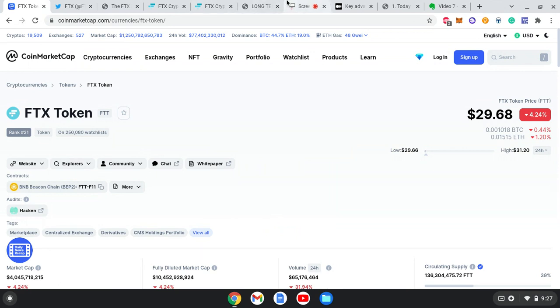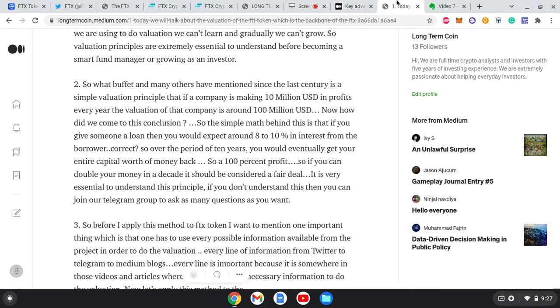So Buffett and many other greats have mentioned since the last century a simple valuation principle: that if a company is making 10 million USD in profits every year, the valuation of that company is around 100 million USD. Now, how did we come to this conclusion?